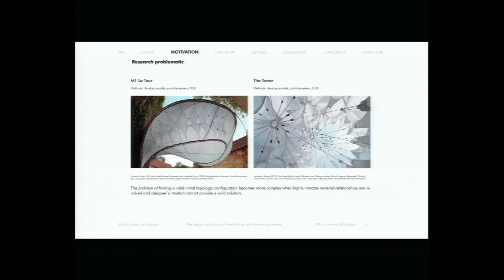The problems start appearing when more complex material articulations are involved and designer intuition cannot provide a valid solution. In such cases, the topological model is solved through the use of extensive studies on analog models, which also means that we need an additional amount of manual computation when increasing the complexity of the system.